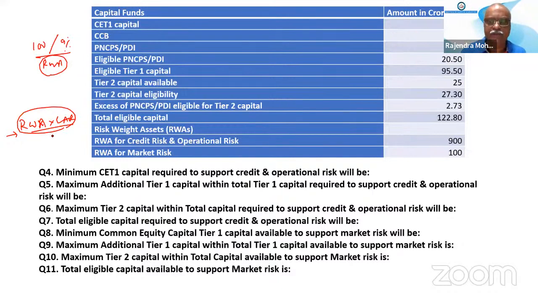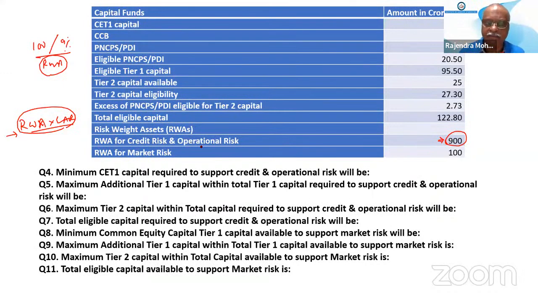I understand what your confusion is, why you are asking. We calculated this 900 because they asked here what is the CET1 for both together. Normally the question will not be given combined for credit and operational risk together. It will be given separately. Here I have given it together, so that's why I took 900 in some of the questions. But for market risk, remember it cannot be used that way.